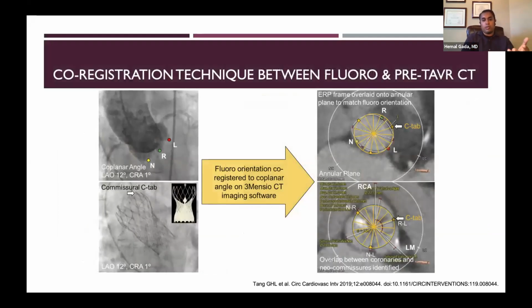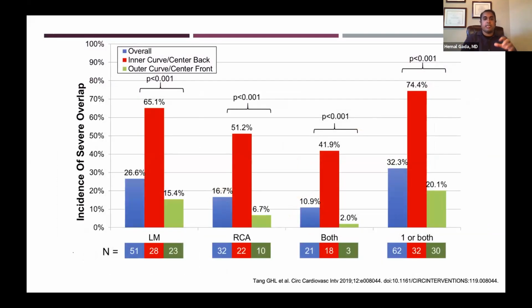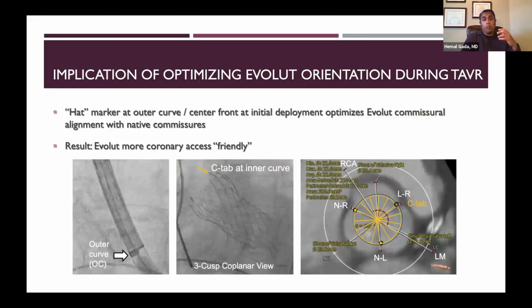And so when Gilbert started looking at the bench testing and how the C-tab, the commissural tab on the top of the valve, relates to the hat marker on the bottom of the valve, he found a 90-degree offset. The thought here is that you really want to avoid this particular circumstance, which is the incidence of severe overlap. When he looked to see where this hat marker was positioned and what happened to subsequent attempts at coronary reaccess, meaning is that post in front of the coronaries, he found an anatomic difference. And the way we minimize that is by putting the hat marker in the outer curvature.